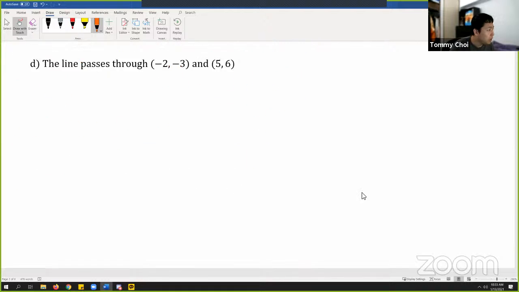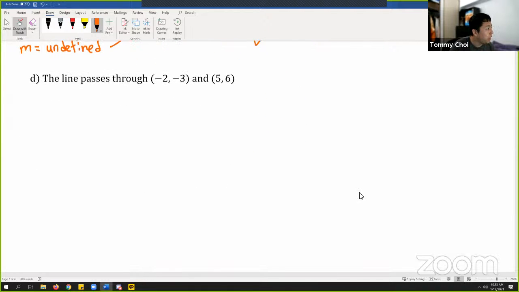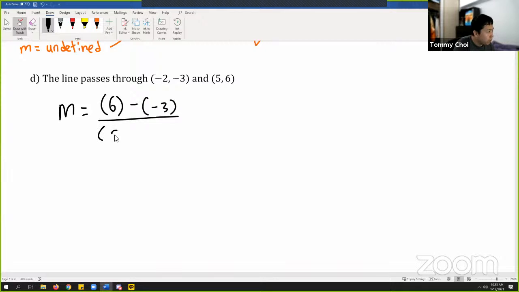So for part D here, the line passes through negative 2, negative 3, and 5, 6. I'm just going to plug it in right away. You should have 6 minus negative 3 over 5 minus negative 2. Okay? 6 minus negative 3 over 5 minus negative 2.